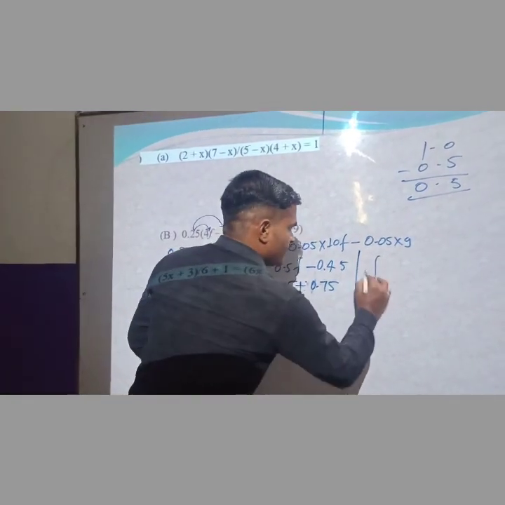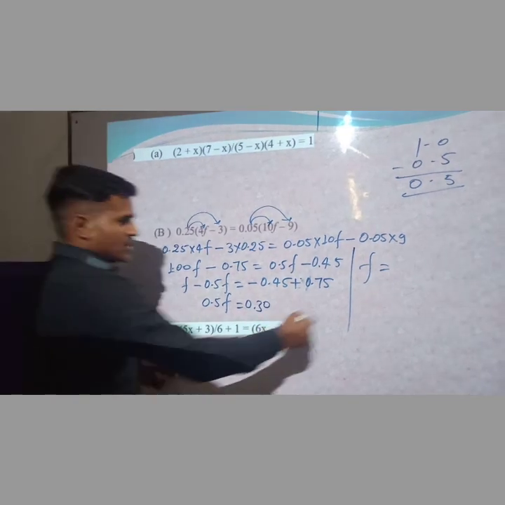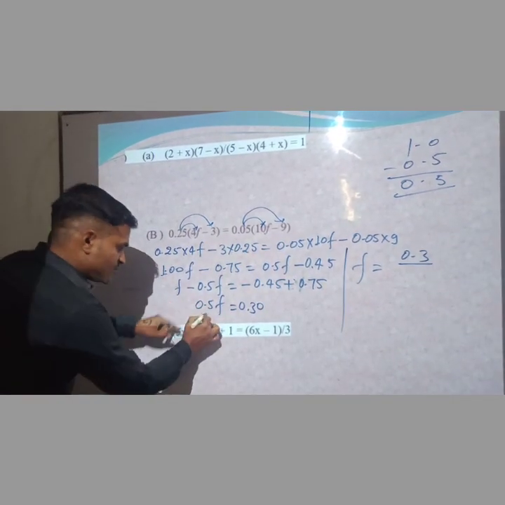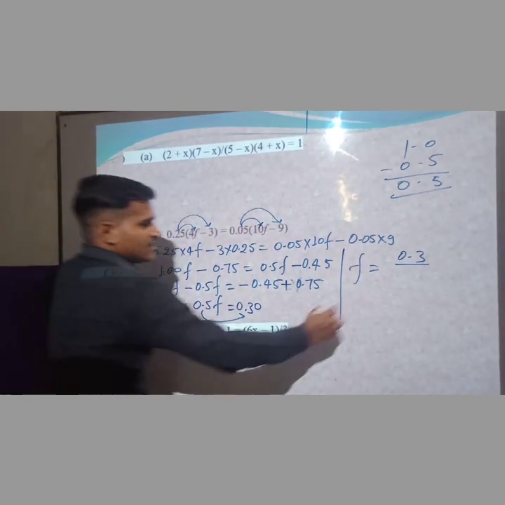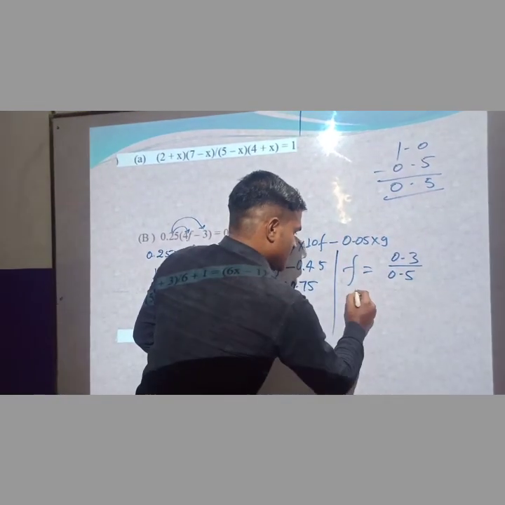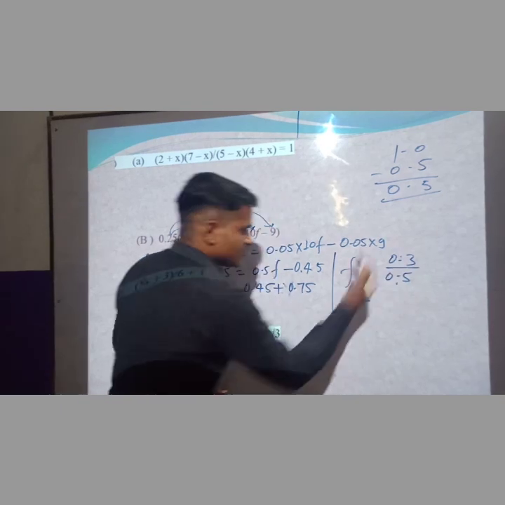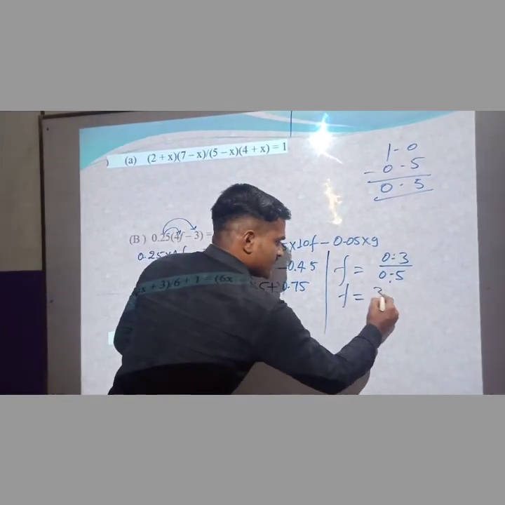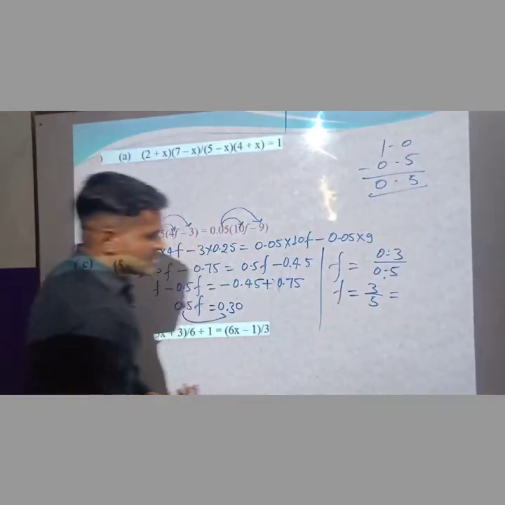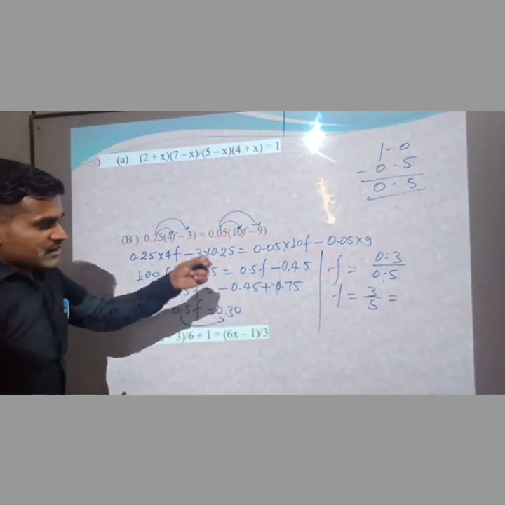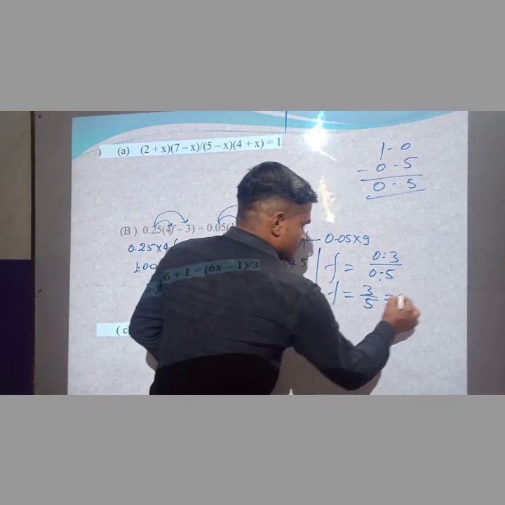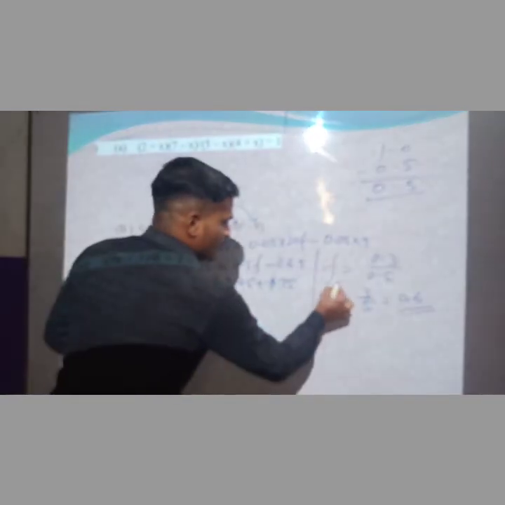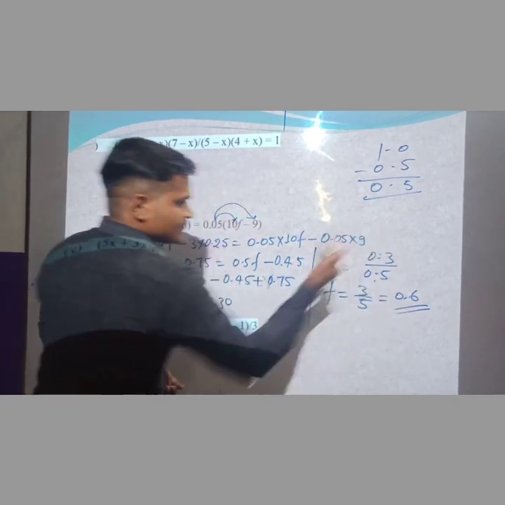We have to find the value of f. So f is equal to 0.3 upon 0.5, transposing 0.5 from left to right so it will be divided. The decimal point will be cancelled because it is at 1 digit, so we get 3 upon 5. When 3 is divided by 5 it gives 0.6. So what is the value of f? The value of f is 0.6.